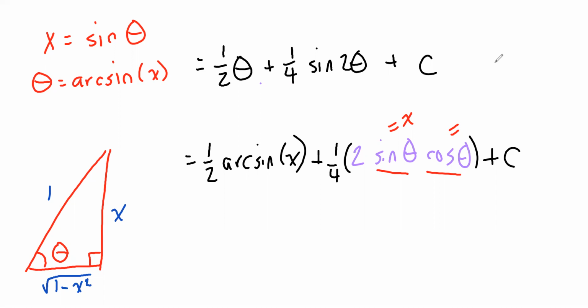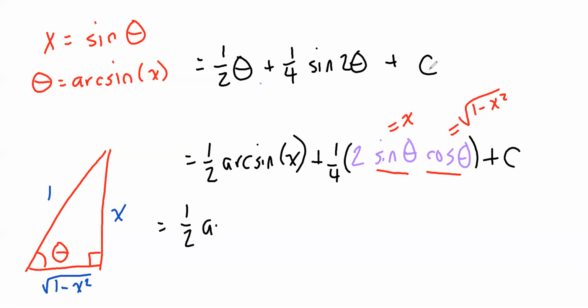So based on that picture, I now know expressions that I can write for both sine and cosine. Well, I knew what I could write for sine at the beginning. That was our substitution. But the picture agrees with it. But according to this picture, what does cosine equal? Well, it's adjacent over hypotenuse. So it's the square root of 1 minus x squared over 1. So it's just the square root of 1 minus x squared. Let's write our final answer.